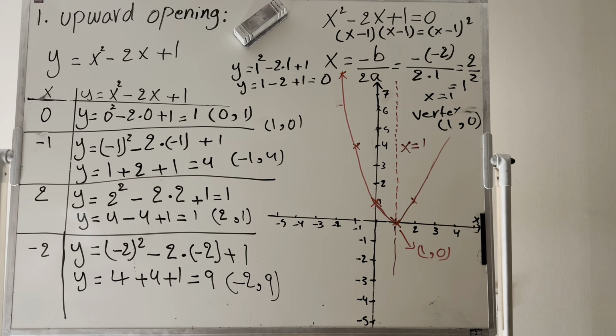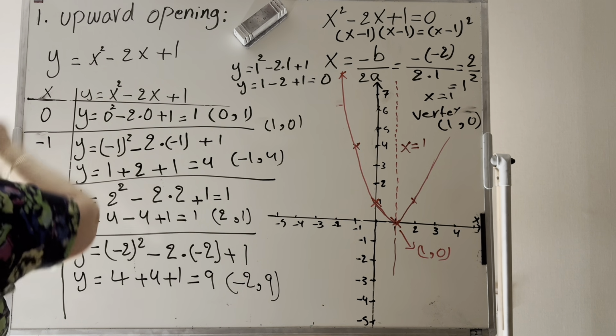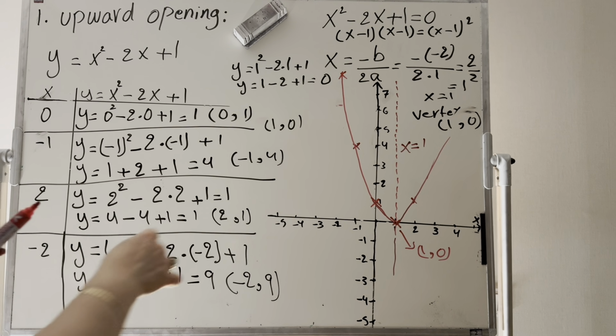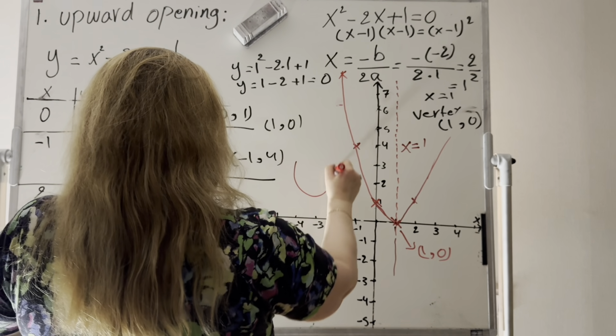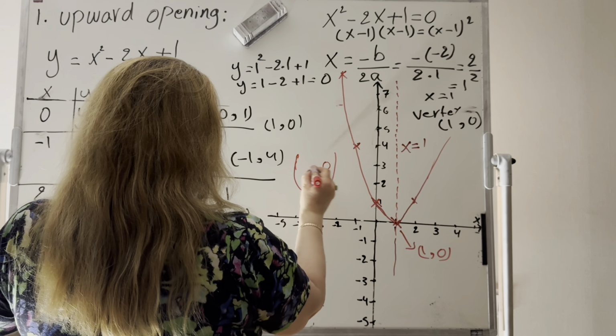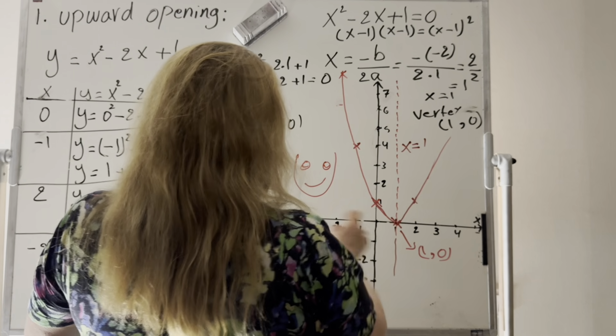This was the first example, upward opening. When we look at the a coefficient here, it is 1, which is bigger than 0. And we see the parabola opens upward, like a smile face, and we have a minimum.